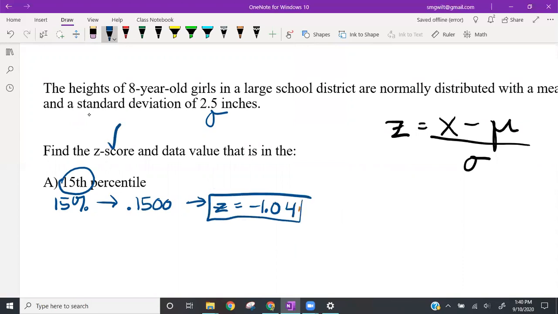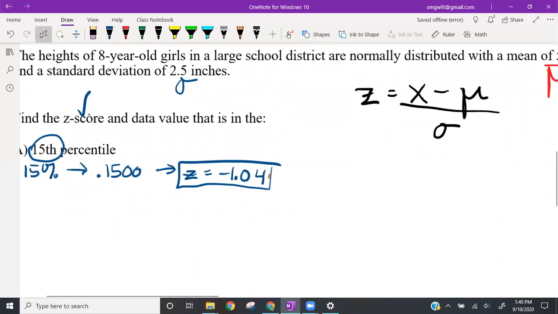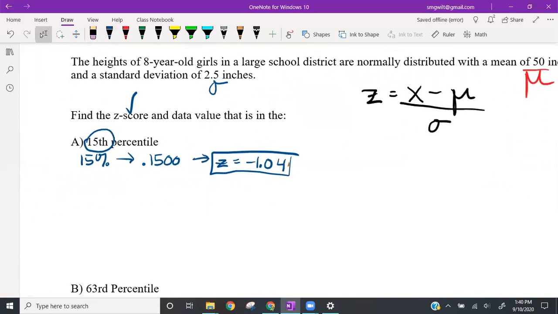From the z-score, I want to actually find the data value. This is something that they showed you a little bit less work on. Just in case you were foggy on the steps, to find the data point, I'm going to plug into the z-score formula. So -1.04 is my z-score, which is equal to what I want to know, the data value, minus the mean we got from the problem. The mean is 50, divided by the standard deviation, which was given to us as 2.5.